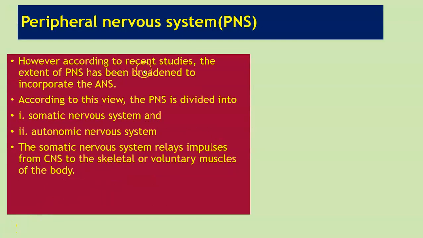Students, however, according to recent studies, the extent of the peripheral nervous system has been broadened to incorporate the ANS. According to this view, the peripheral nervous system is divided into somatic nervous system and autonomic nervous system. The somatic nervous system relays impulses from the central nervous system to the skeletal or the voluntary muscles of the body. The details about the autonomic nervous system will be seen in our next lecture.